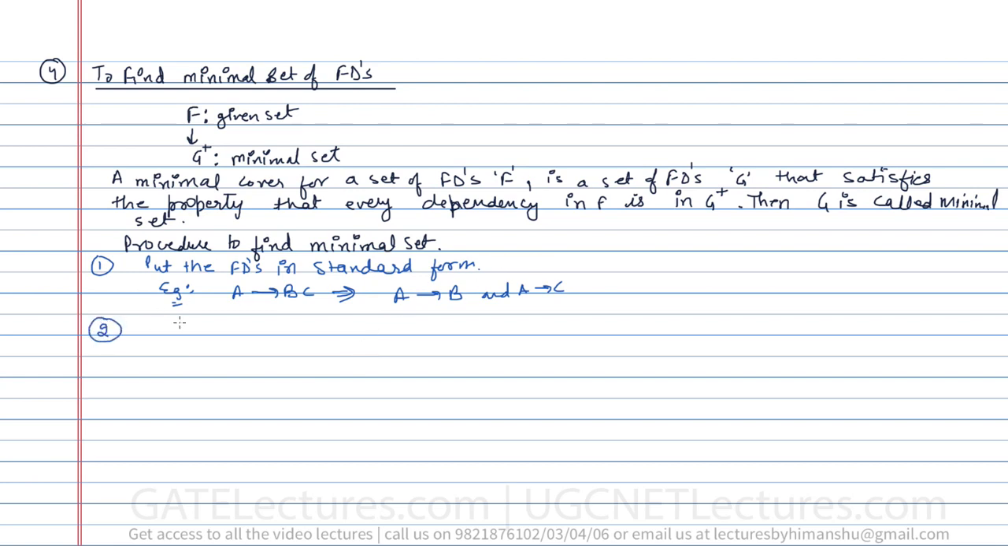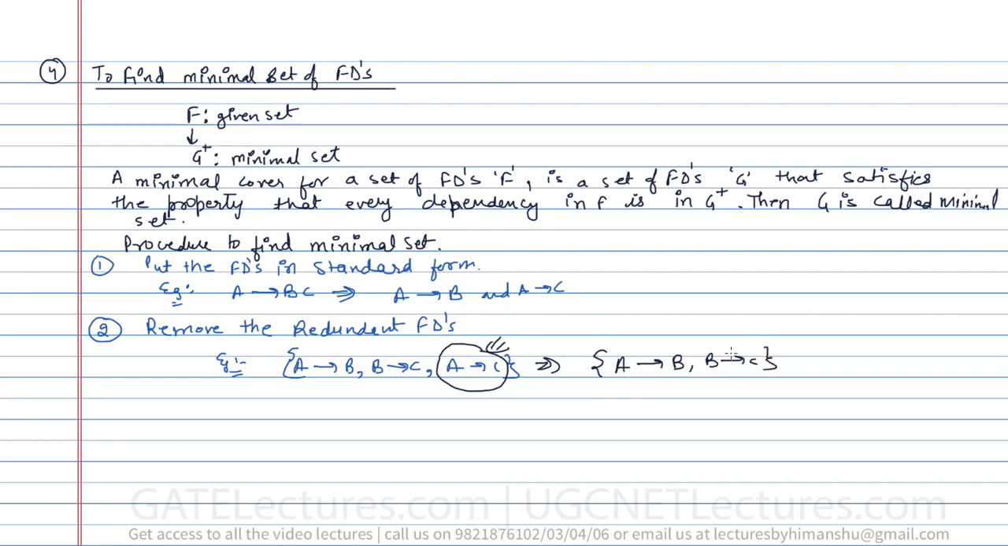The second step is to remove the redundant functional dependencies. Like if you have the functional dependencies A determines B, B determines C, and A determines C. In this complete set, A determines C is redundant. Why? Because it is already transitive. We already know that A determines B and B determines C, so obviously A can determine C. There's no point of writing this functional dependency, so we can just remove it because it is redundant.